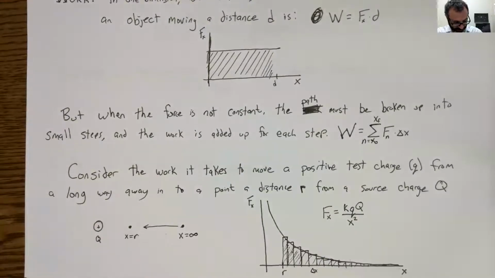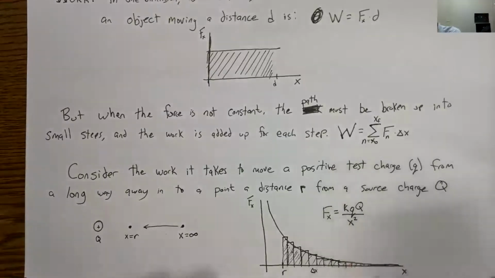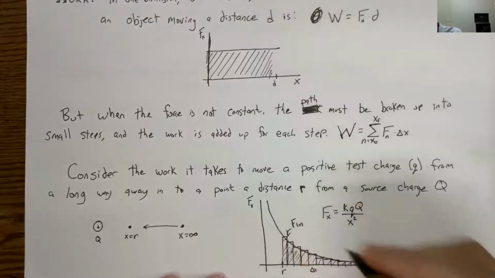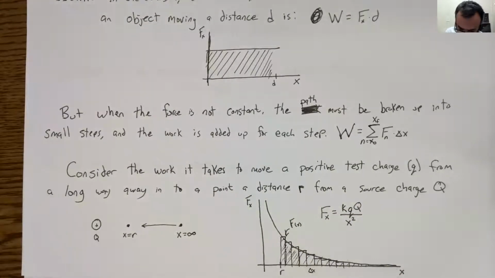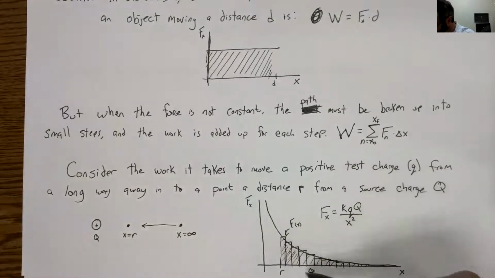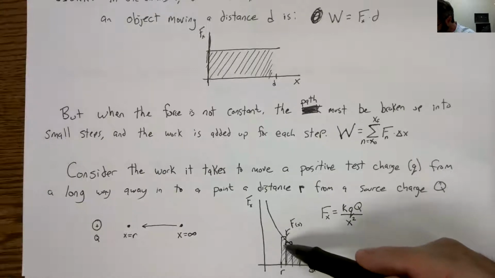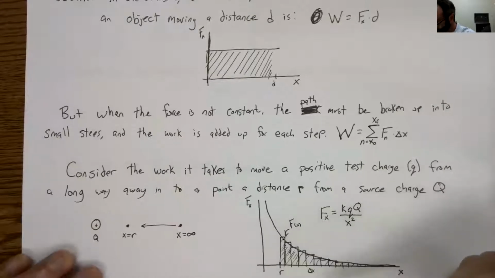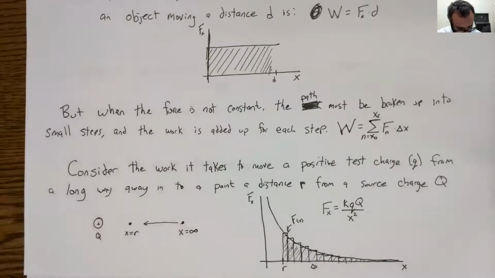And the height of each one of these would be the force at x. And then we just have to add them all together. The idea to find the area under this curve is to break it up into a bunch of rectangles, because we can find the area of each rectangle: it will be the force times delta x. This area will be this force times delta x. This area will be this force times delta x. And if we add those all together, we get our total work done. Okay, so far.